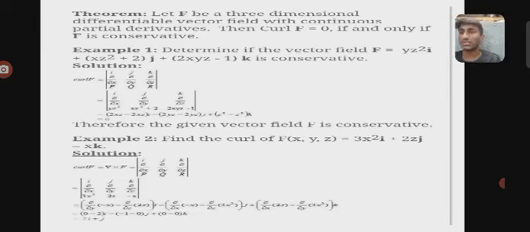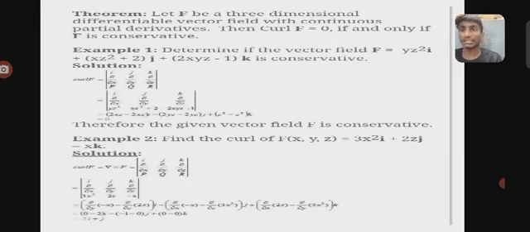So coming to the theorem, let f be a three-dimensional differentiable vector field with continuous partial derivatives, then curl f equals 0 if and only if f is conservative. So if f is conservative, then curl f equals 0. So let us see the example: determine if the vector field f equal to yz square i plus xz square j plus 2xy minus 1 k is conservative. So given a vector in the 3-dimensional plane, we need to find the curl of this vector, which needs to be 0. If it is equal to 0, then it is called conservative.